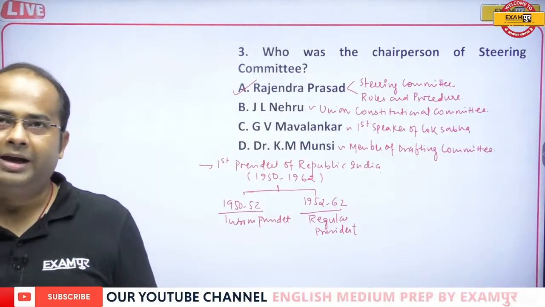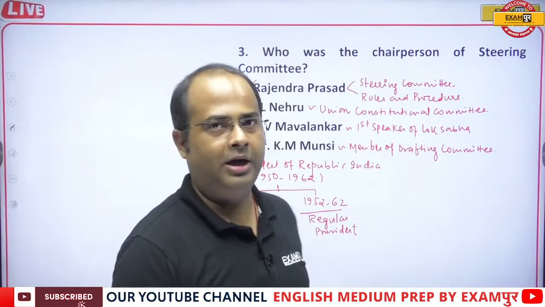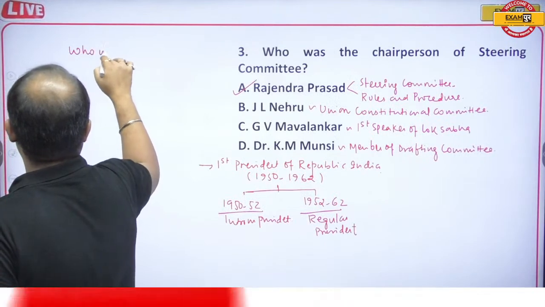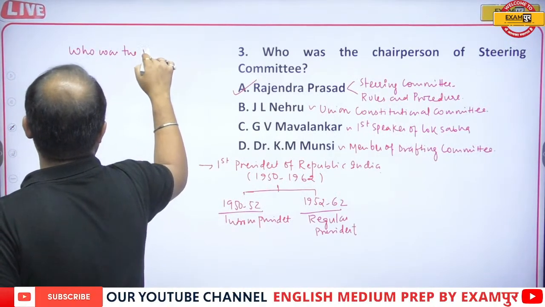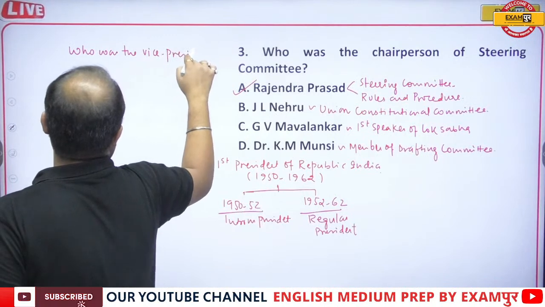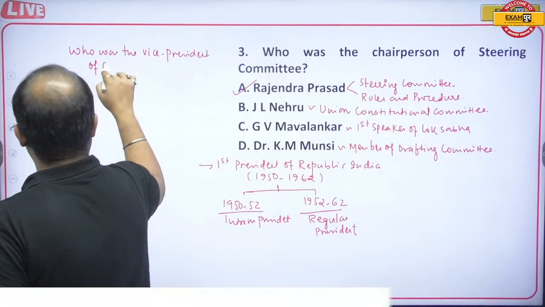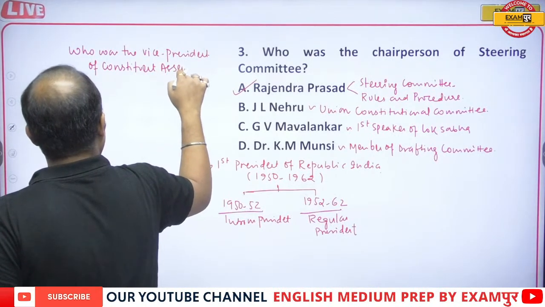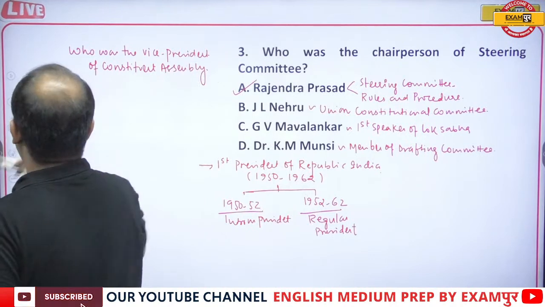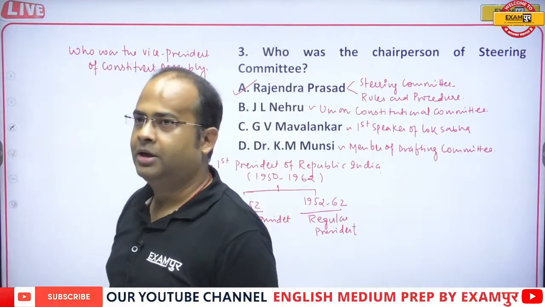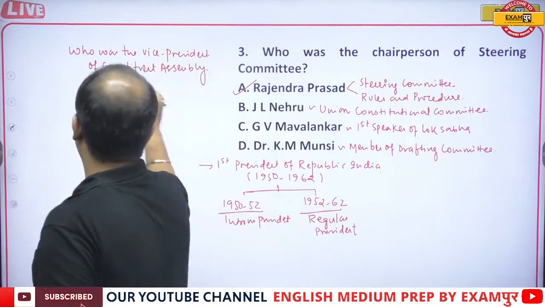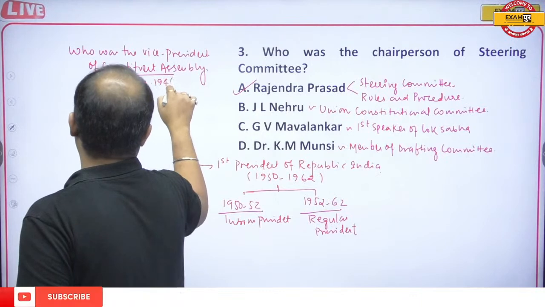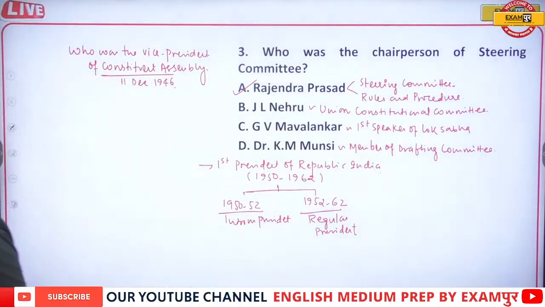Now, I was reading the latest edition of M. Lakshmikant. Now, guys, can you tell me who was the Vice President of the Constituent Assembly, that was created on 11 December 1946? Who was the vice president of this constituent assembly?